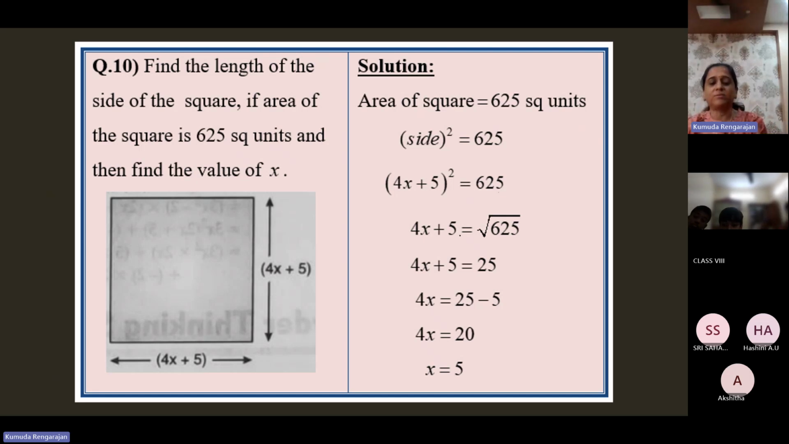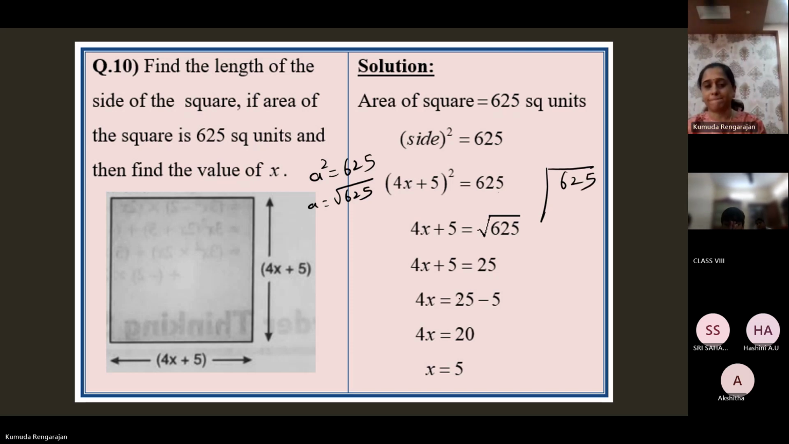So 4x plus 5 will be equal to the square root of 625. Like a square is equal to 625, a is equal to the square root of 625. So 4x plus 5 is equal to the square root of 625, which is 25. The square root of 625 is 25. Otherwise, you should find it using the long division method, if you don't know. So now it's solving an equation. Solving a simple equation.